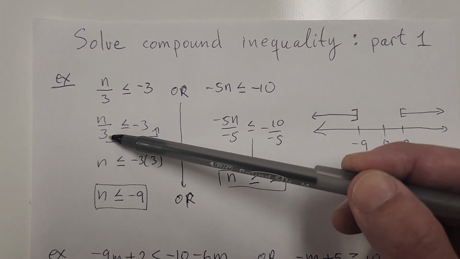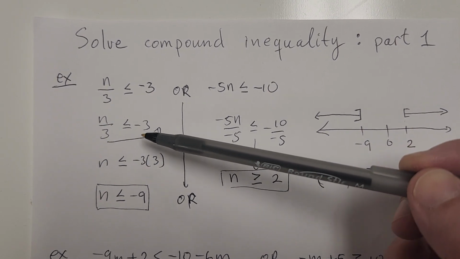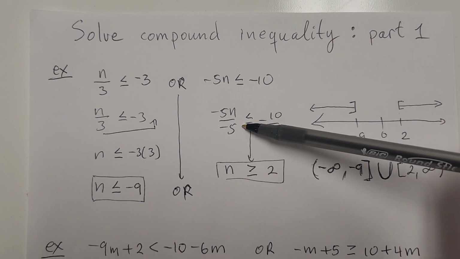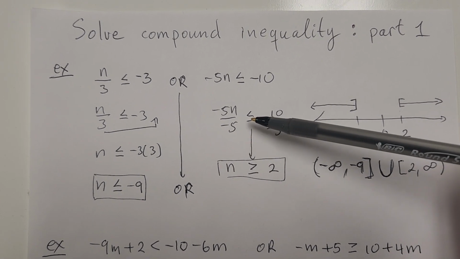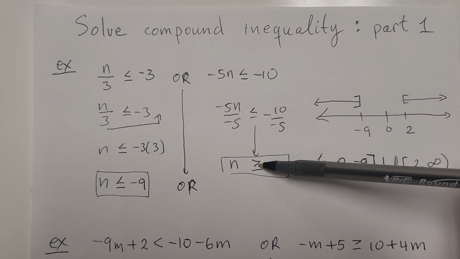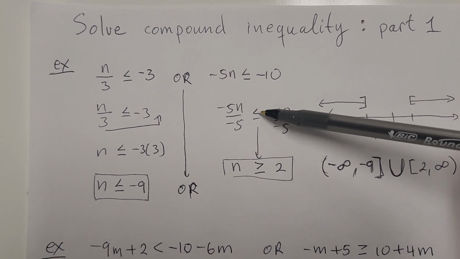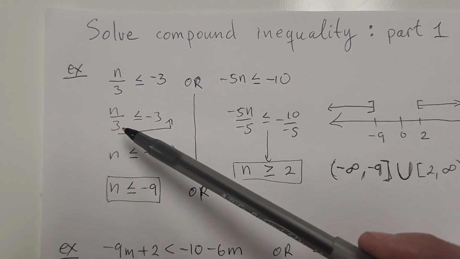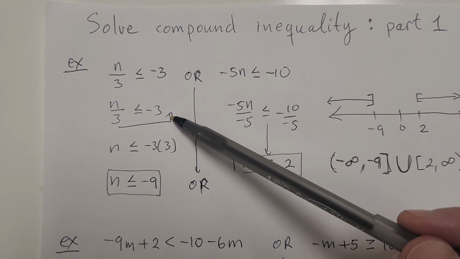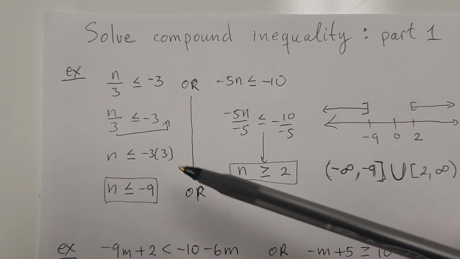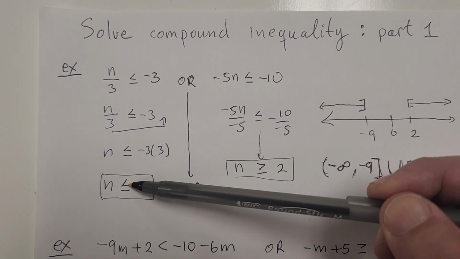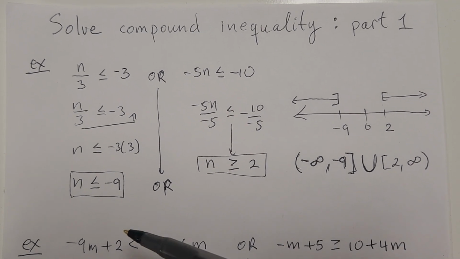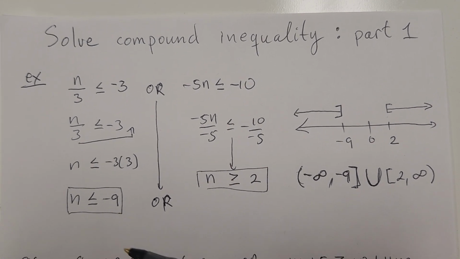Again, we are not dividing, we are multiplying by a positive number, so that's why the sign stays. Over here we divide by a negative, so that's why the symbol is switched. Again, the only time this symbol is switched is when you divide by a negative or multiply by a negative. So that's the reason why over here the symbol stays, but over here it is switched. Once you are done, you will graph.